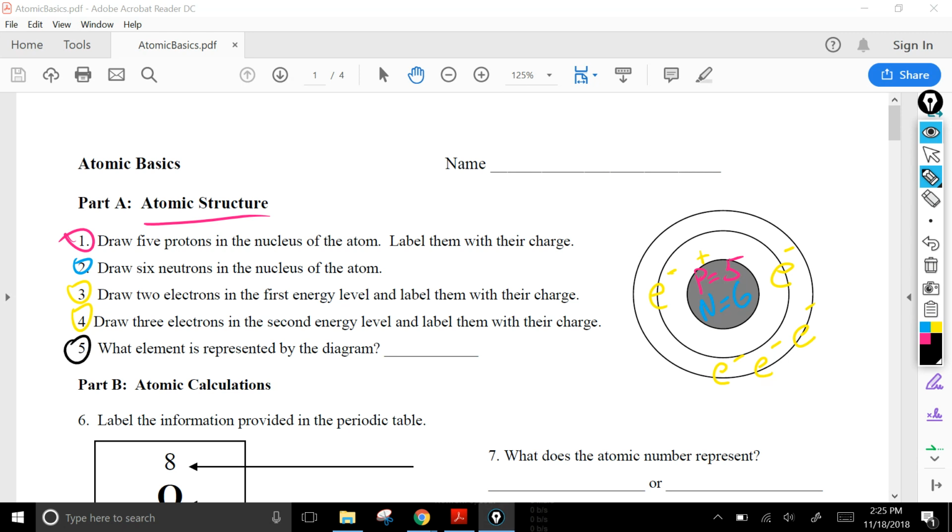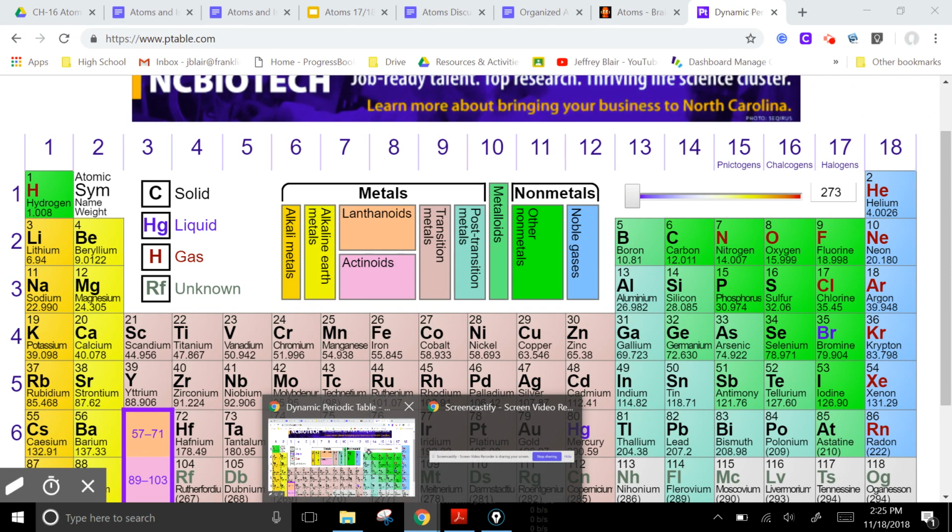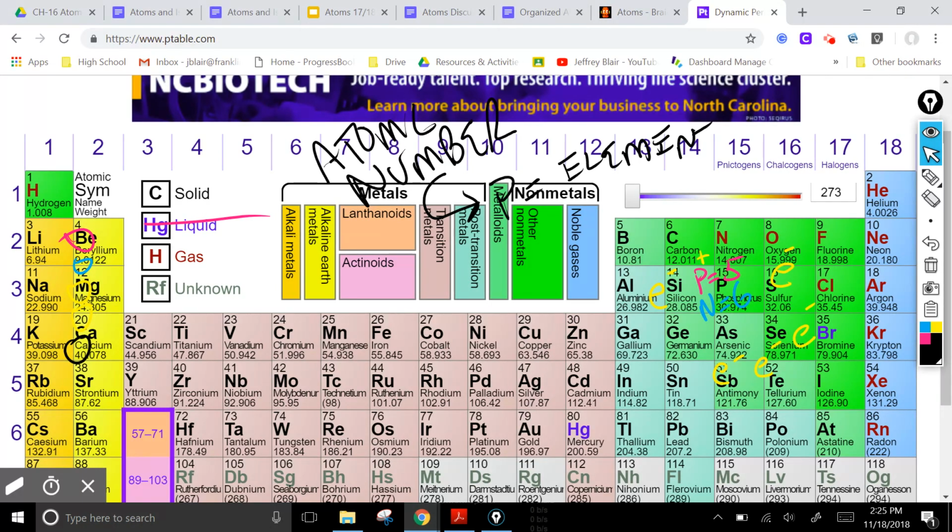And remember that the number of protons equals the element. The number of protons equals the element. The atomic number is the number of protons, which tells you the element. And I have a periodic table here that we can switch back and forth to. That one had 5 protons. So if we look right here, element number 5 is boron.